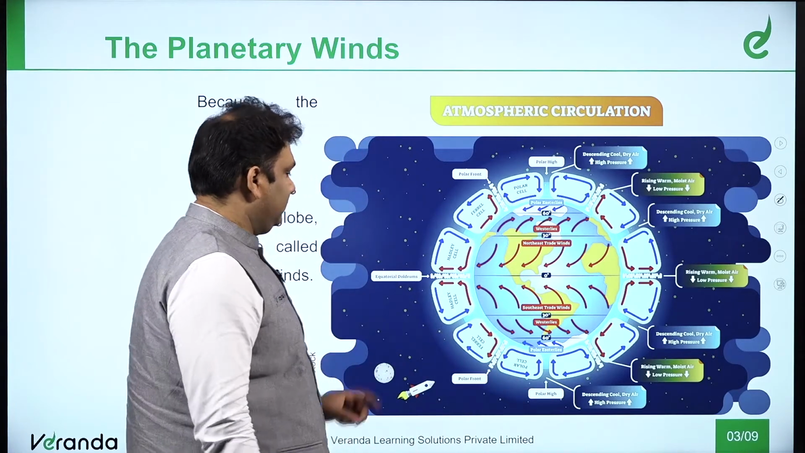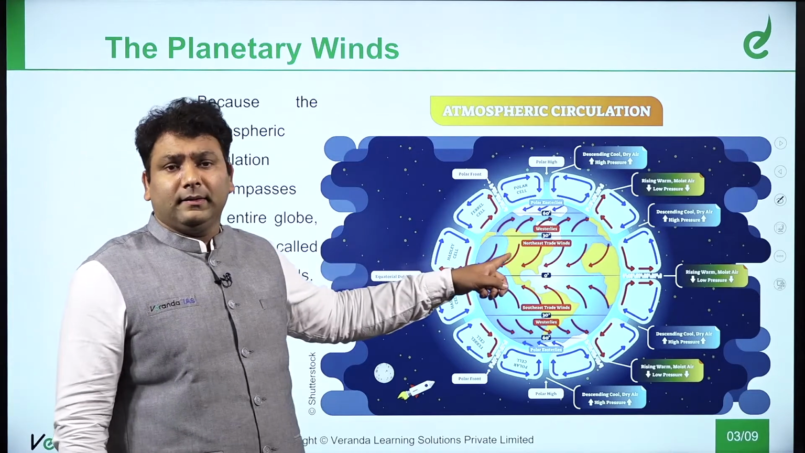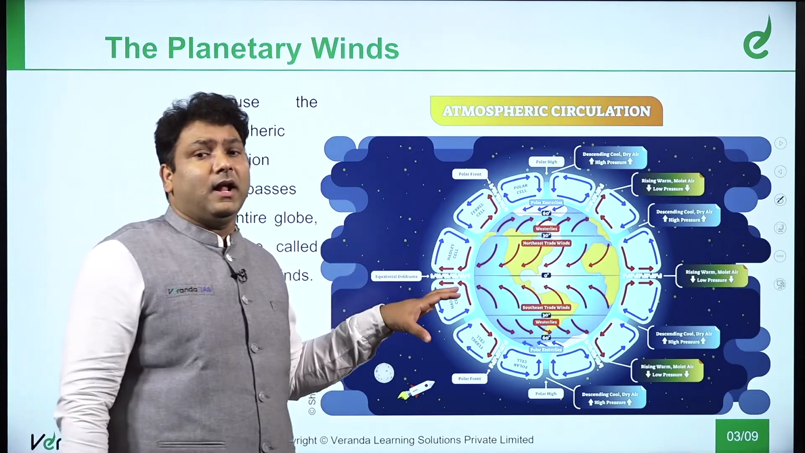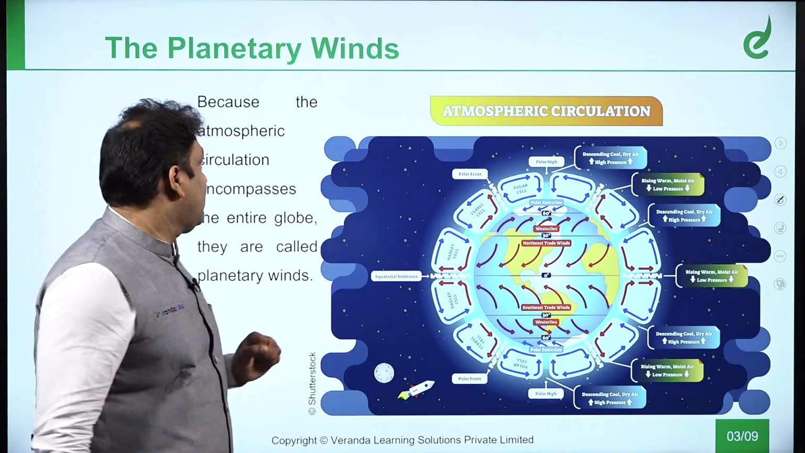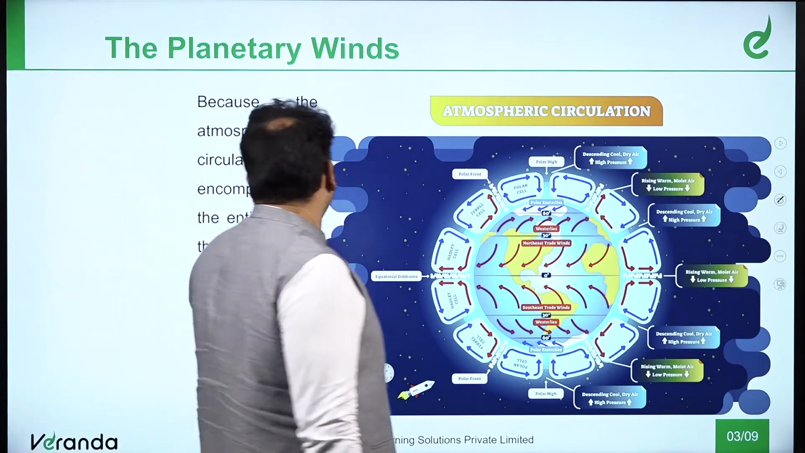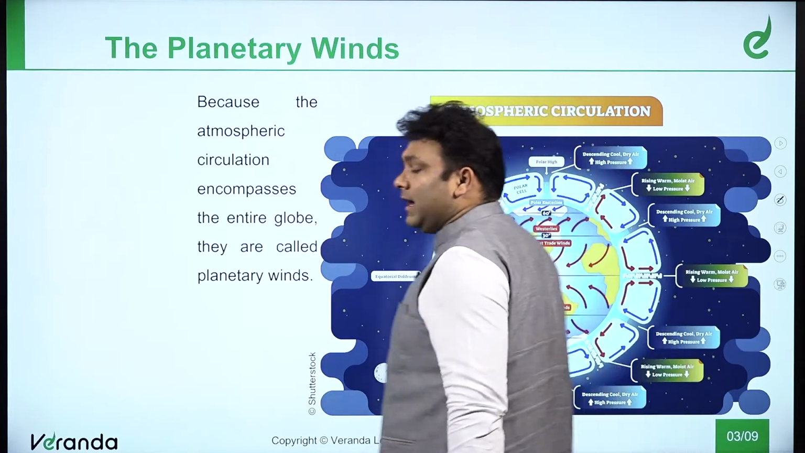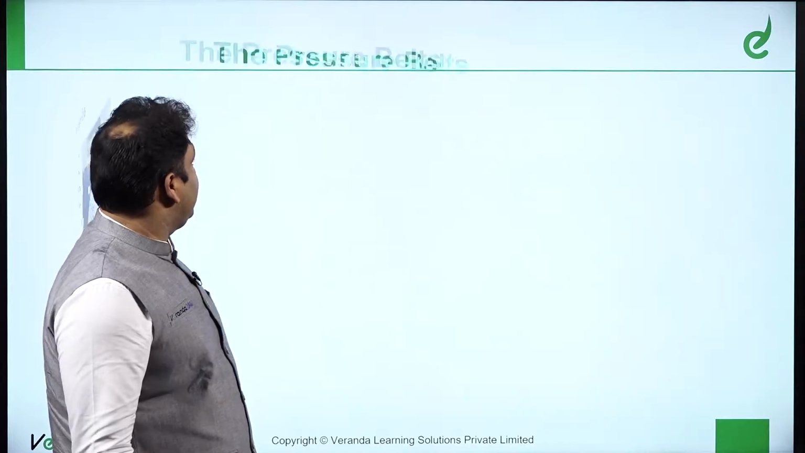So, this we have done a couple of times. If you are not clear with this, please go to the previous learning units and understand how this planetary wind system works. Now, because of the atmospheric circulation, the planetary winds are created. Now, let us see the shift in the pressure belts.